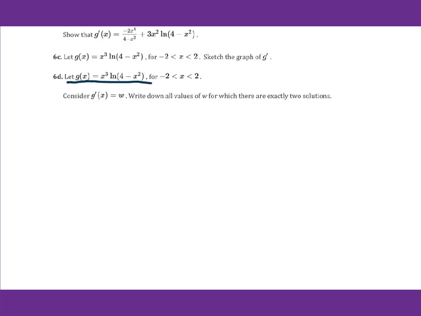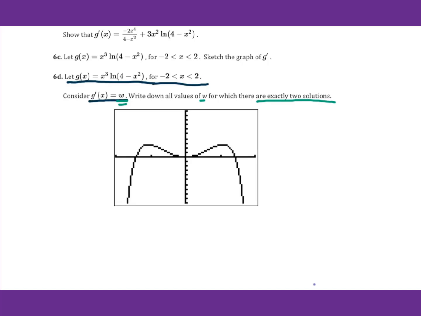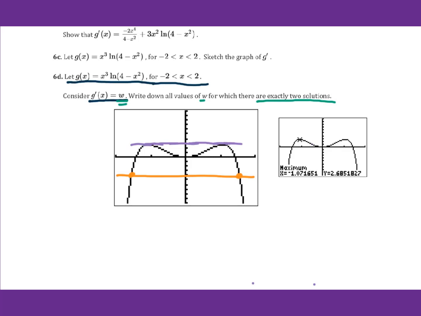Now let's go to 6d. Let g of x equal this for x between negative 2 and 2. Consider the derivative of g of x equals w. Write down all values of w for which there are exactly 2 solutions. Exactly 2 solutions will be this line, and any value below 0, you will get exactly 2 intersections. In other words, when w equals, check y, that will be 2.69, or w less than 0, there are exactly 2 solutions.